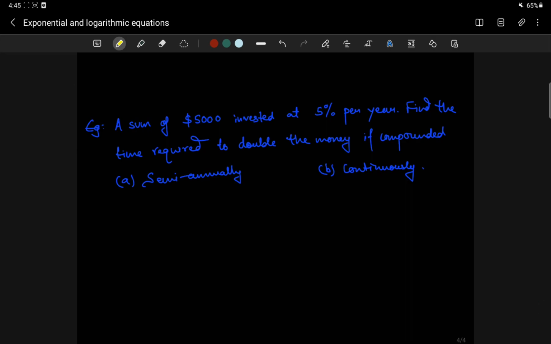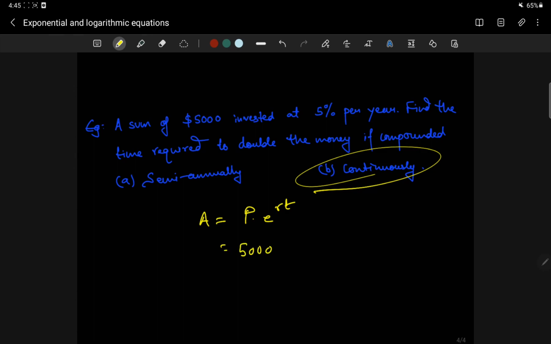Okay, so this says a sum of 5,000 is invested at 5% per year. Find the time required to double the money if compounded semi-annually or continuously. So I'm going to do the continuously one, and you can do the semi-annually one as a bonus if you would like, and email me your result. So for continuous, we have amount is P times e^(rt). P is 5,000. I want my amount to be doubled. So double of 5,000 is 10,000. Interest rate is 5% per annum times t.